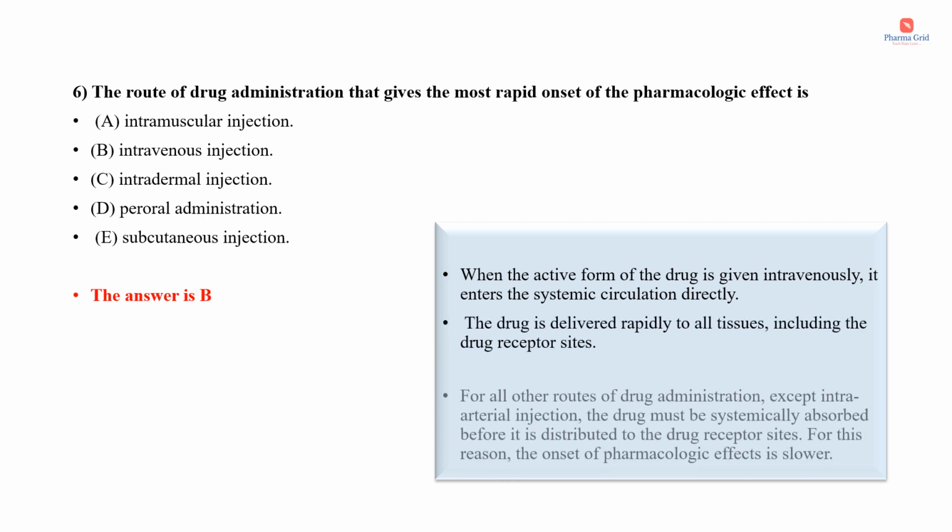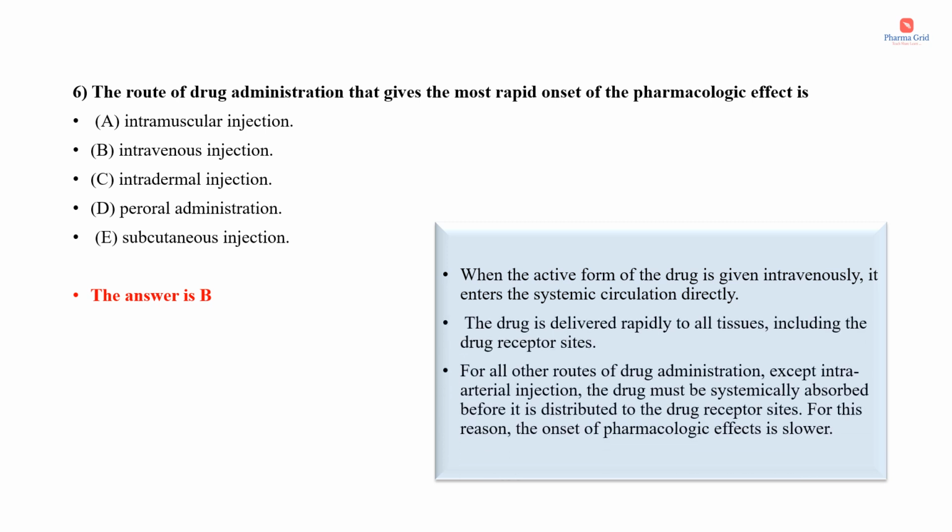When the active form of the drug is given intravenously, it enters the systemic circulation directly. So the drug is delivered rapidly to all tissues including the drug receptor sites. For all other routes of drug administration except intra-arterial injection, the drug must be systemically absorbed before it is distributed to the drug receptor sites. For this reason, the onset of pharmacologic effects is slower with all other options, except intravenous and intra-arterial injections.